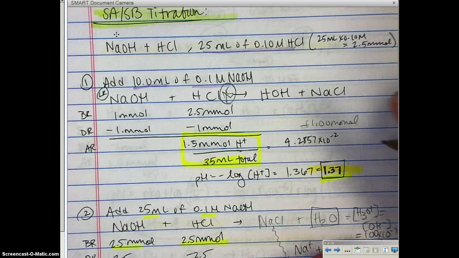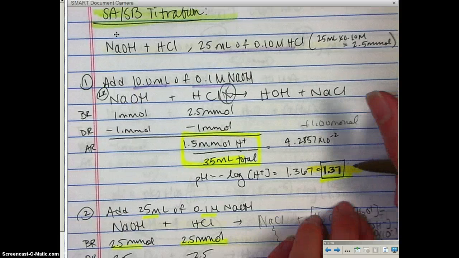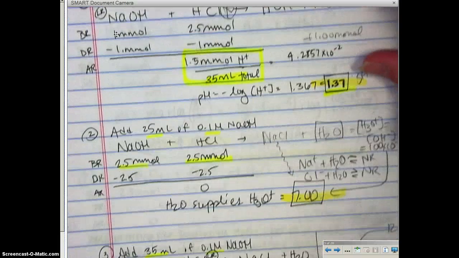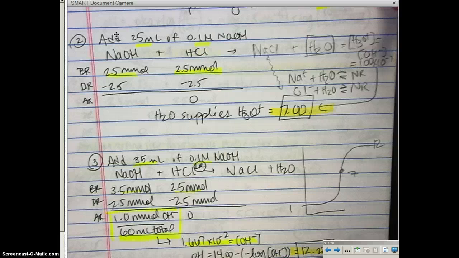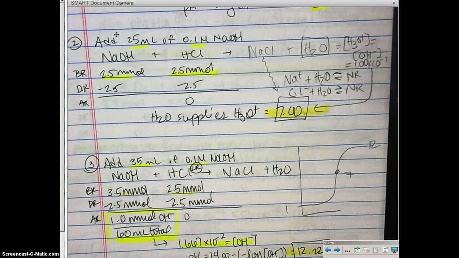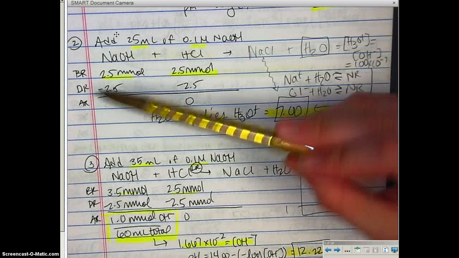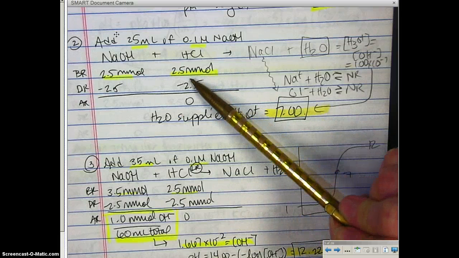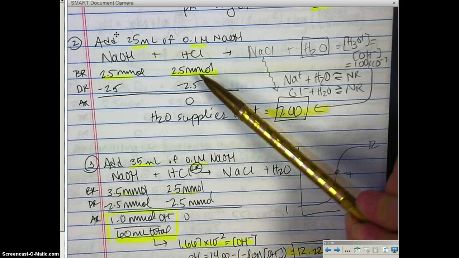So even though we've added just a little bit of strong base, it's still a strong acid, so it's still fairly low in terms of the pH. The second example is when we added 25 mL of 0.1 molar sodium hydroxide. You'll see on my work here that we have equal amounts, 2.5 millimoles and 2.5 millimoles, of both the strong acid and strong base. Both of them run out at the same time.